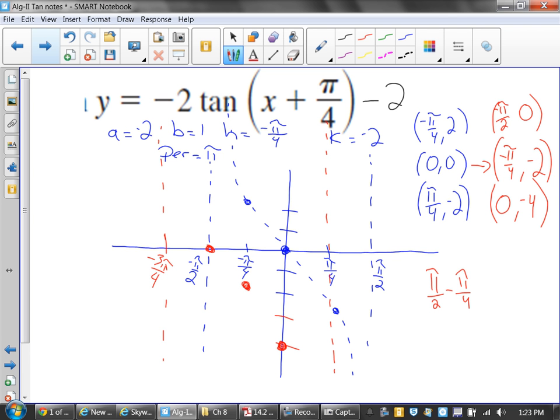Now, with my shifted graph, is it okay that it lands on the old parent function asymptote? Yes. That's not real anymore. You're right. And that's how you shift the tangent.